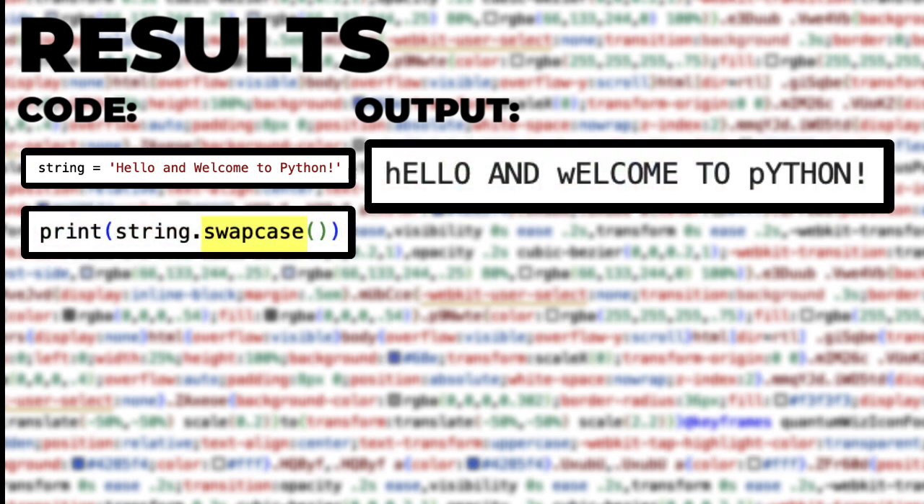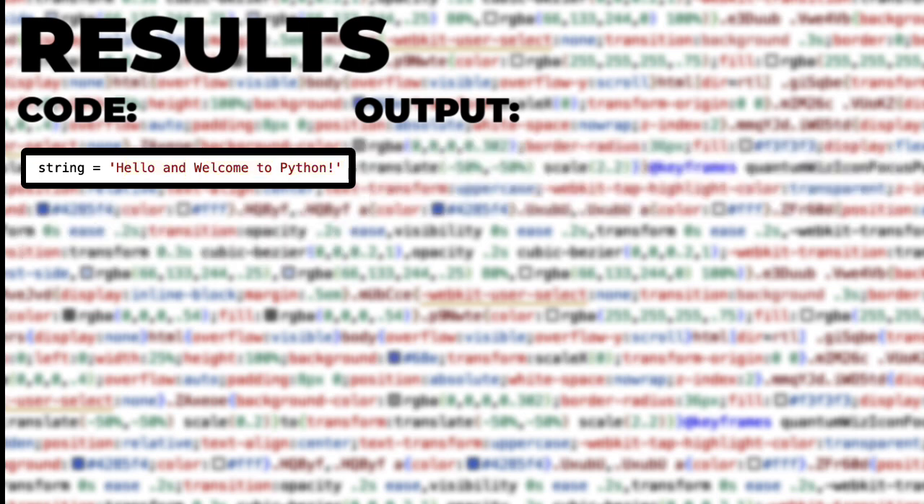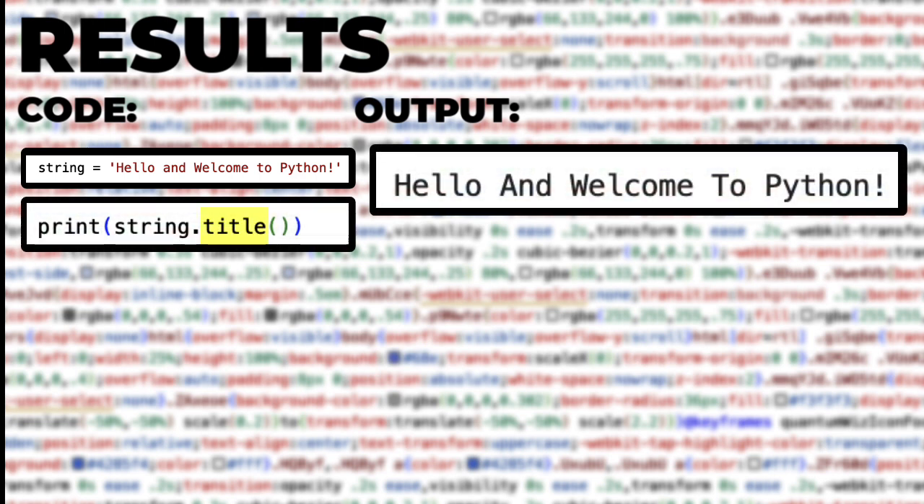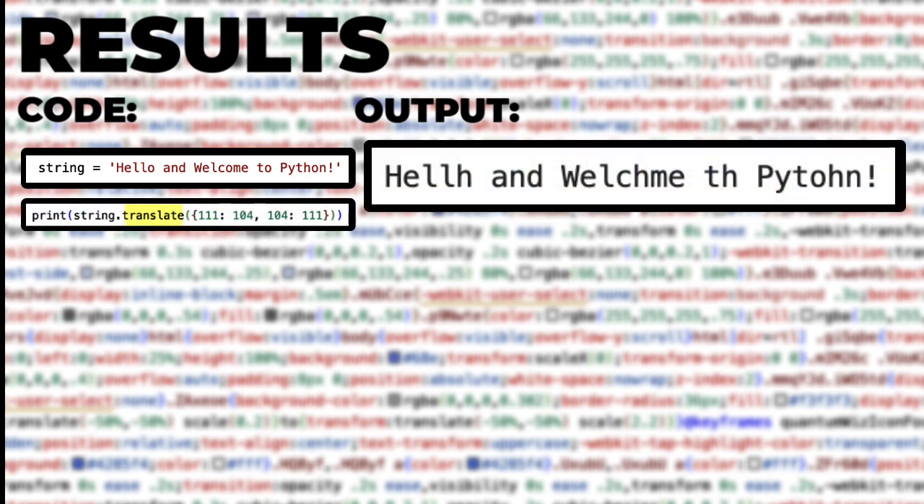Next up is swapcase. This will change all the uppercase letters to lowercase and all the lowercase letters to uppercase, as you can see from this example. Next up is title. This will identify the start of the words in a string and will make the first letter of each word uppercase. This is the example, and you can now see that the A in "and" is now capital, as well as the T in "to".